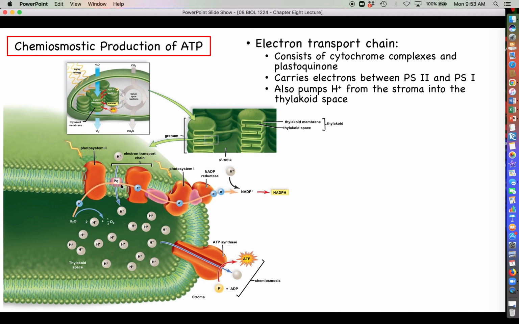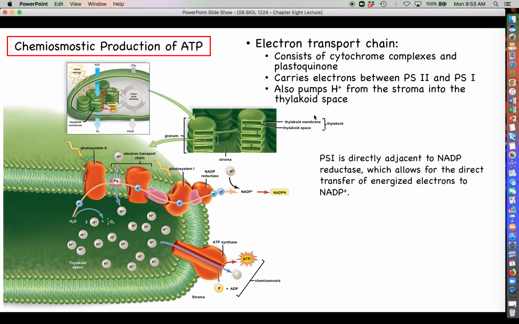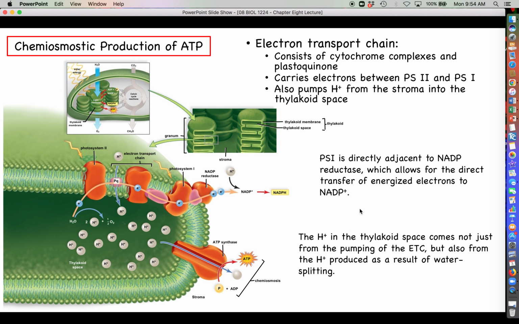Once those high-energy electrons have been spent, they're going to be taken on by photosystem 1, which will absorb more light energy, and then these electrons are going to be used by an enzyme called NADP reductase to turn NADP+ into NADPH. As you can see here, the fortuitous thing about this is that photosystem 1 is directly adjacent to that enzyme NADP reductase, which allows for the direct transfer of those high-energy electrons from photosystem 1 onto NADP to produce our NADPH.